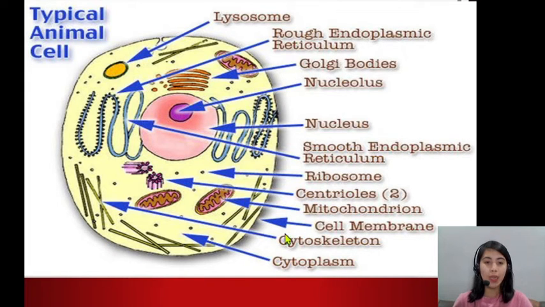Next one, we have the cytoskeleton. Itong mga needle-like structure na to is the cytoskeleton. And the last is the cytoplasm. Ang cytoplasm, hindi lang tong part na to, kundi etong buong color light yellow na to is the cytoplasm. Kasi ang cytoplasm, nandoon lahat naka-embed ang mga parts ng animal cell. So, those are the different parts of the animal cell.